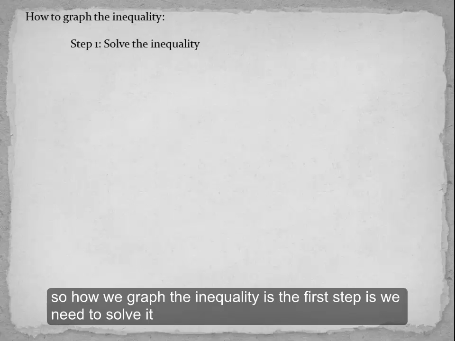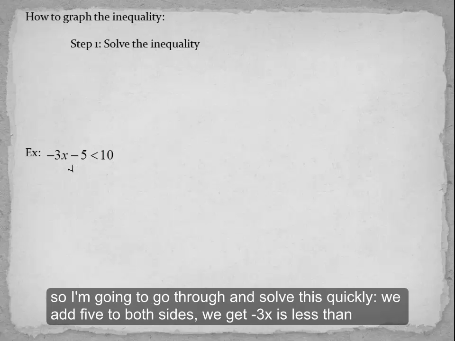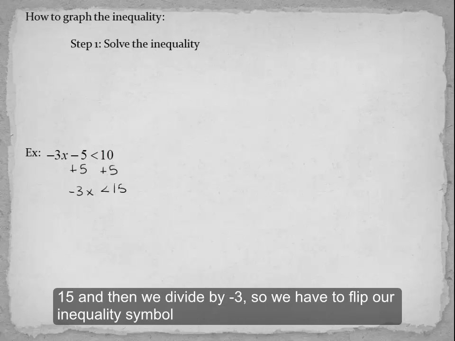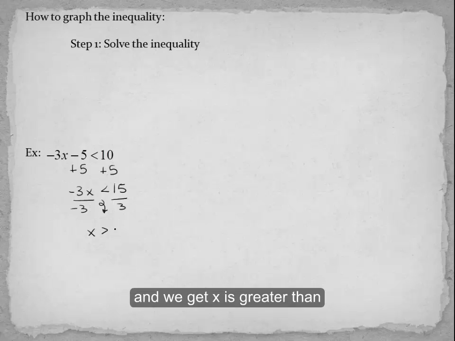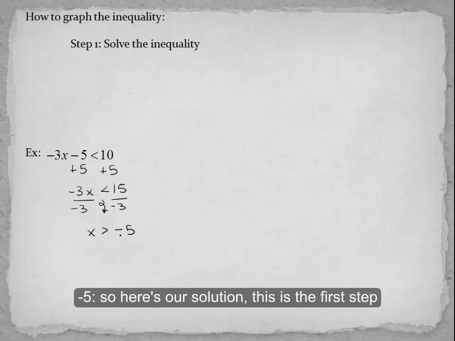Okay, so how we graph the inequality is the first step is we need to solve it. So I'm going to go through and solve this quickly. We add 5 to both sides. We get negative 3x is less than 15, and then we divide by negative 3, and so we have to flip our inequality symbol, and we get x is greater than negative 5. So here's our solution. This is the first step.